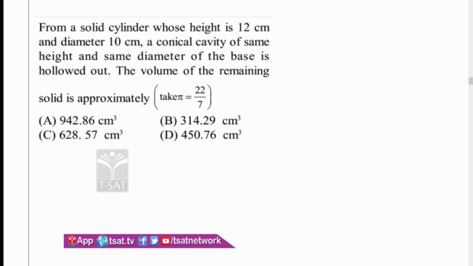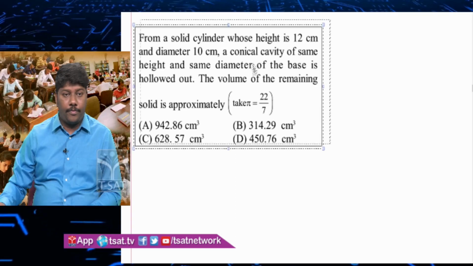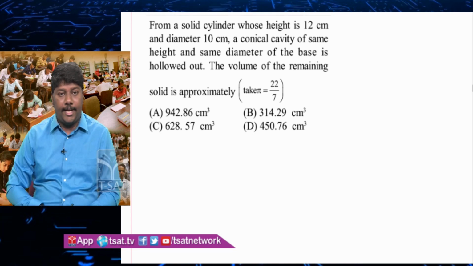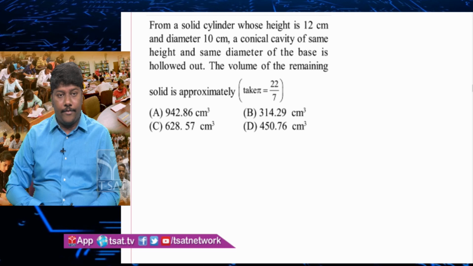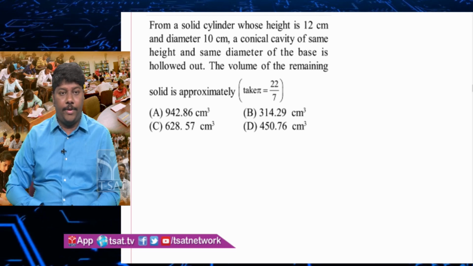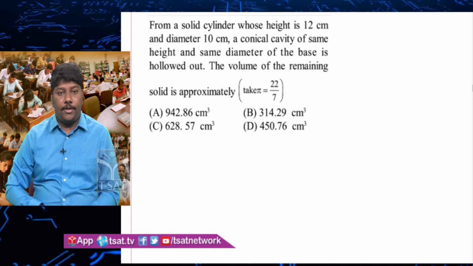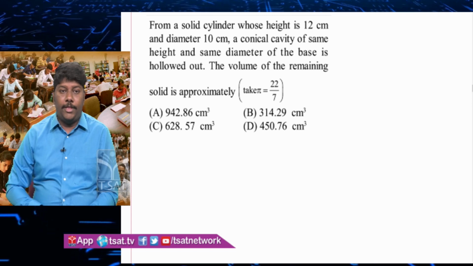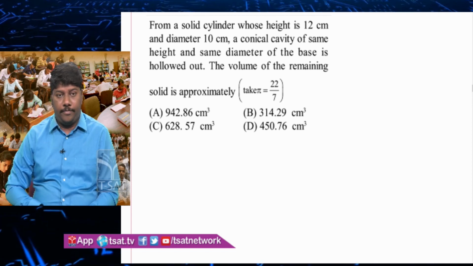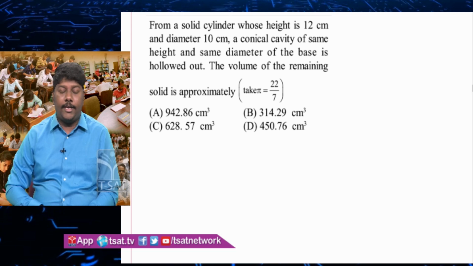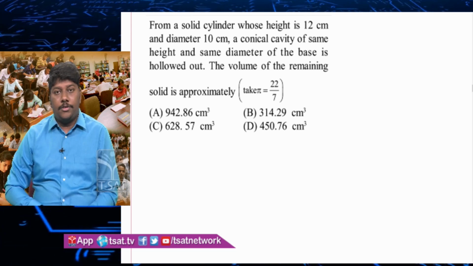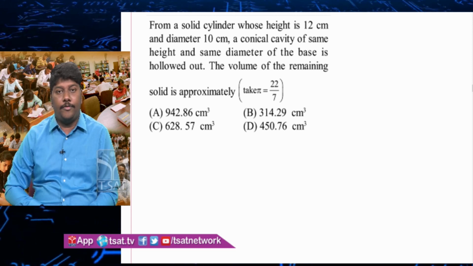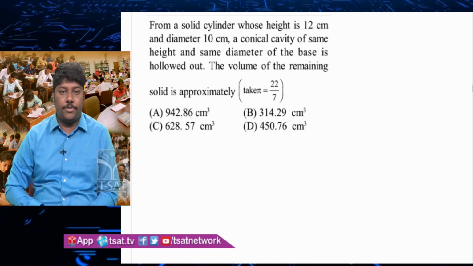Let's look at the next problem. From a solid cylinder whose height is 12 centimeters and diameter is 10 centimeters, a conical cavity of the same height and the same diameter of the base is hollowed out. The volume of the remaining solid approximately, he is asking you. See, we all know when the dimensions of a cylinder and a cone are the same, then the volume of a cone is exactly 1 by 3 of the volume of the cylinder. So if you take out 1/3 volume of the cylinder, the volume left is just 2/3 of the volume of the cylinder.